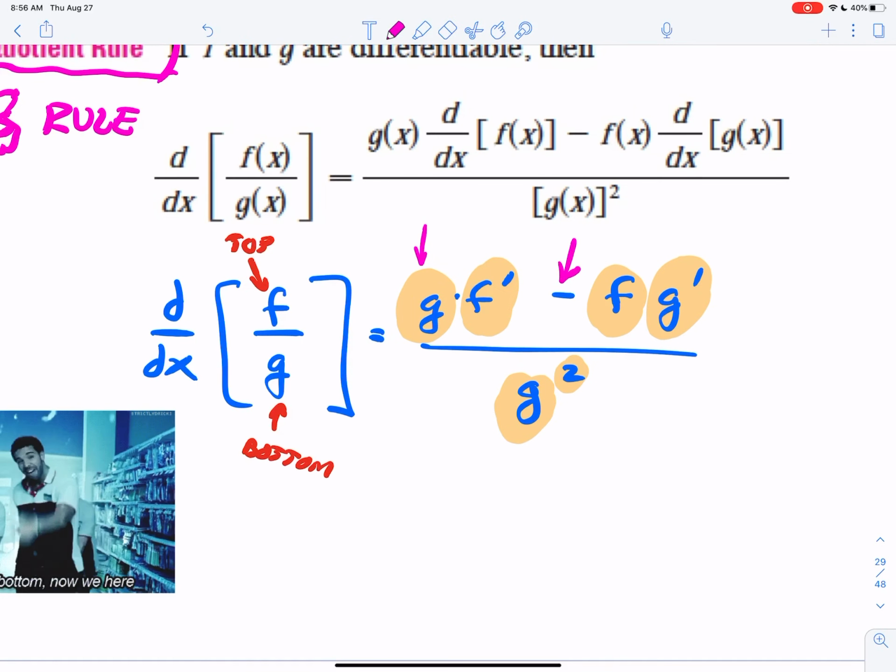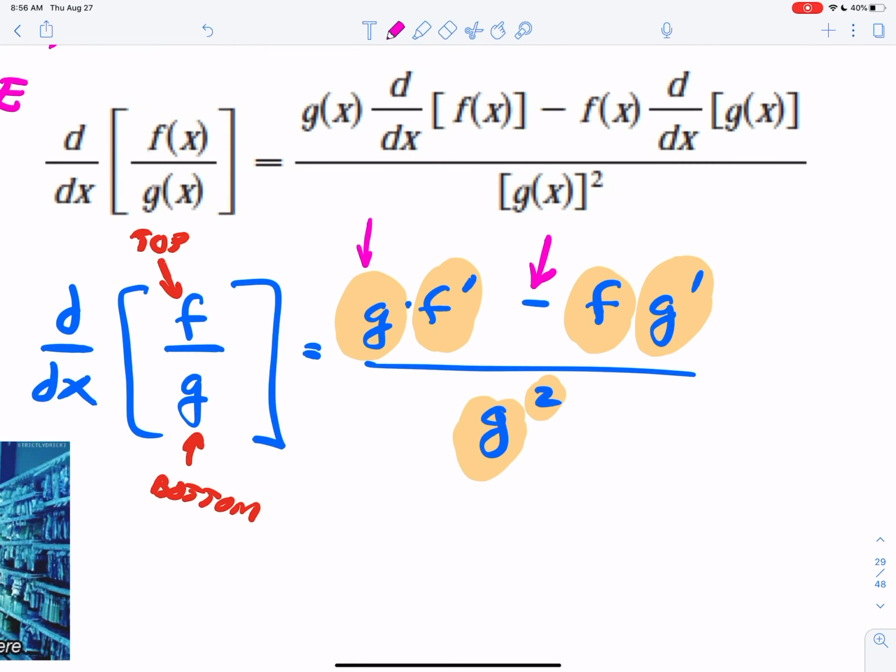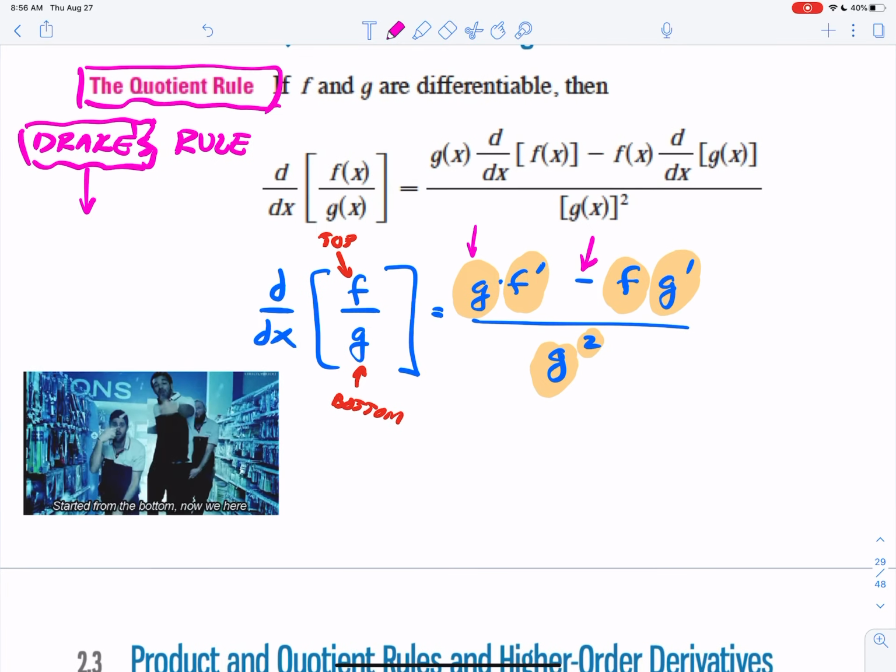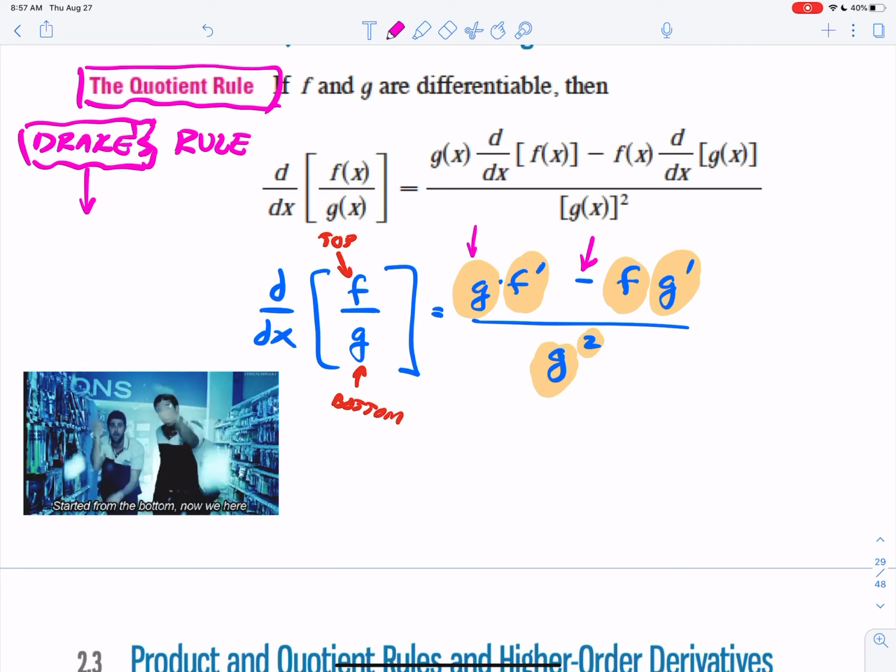Back with the product rule, it was very forgiving in that if you mixed up the order, you could still get the right answer. With the quotient rule, you've got to be spot on. So just remember, you always start at the bottom. Bottom times derivative of the top minus top times derivative of the bottom, all over bottom squared. And you say it as often as you need to until it sticks.